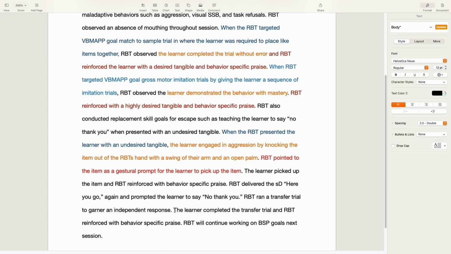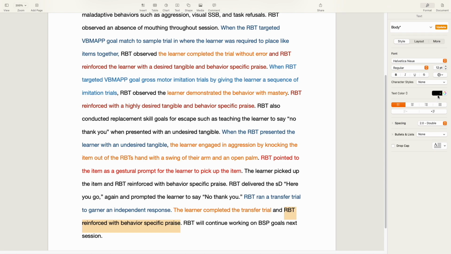The learner completed the transfer trial and RBT reinforced with behavior-specific praise. So this could be the antecedent. I think we're doing that one. Ooh, I use different colors there, but it's blue. Okay, the learner completed the transfer trial, right? That's the behavior. And RBT reinforced with behavior-specific praise.